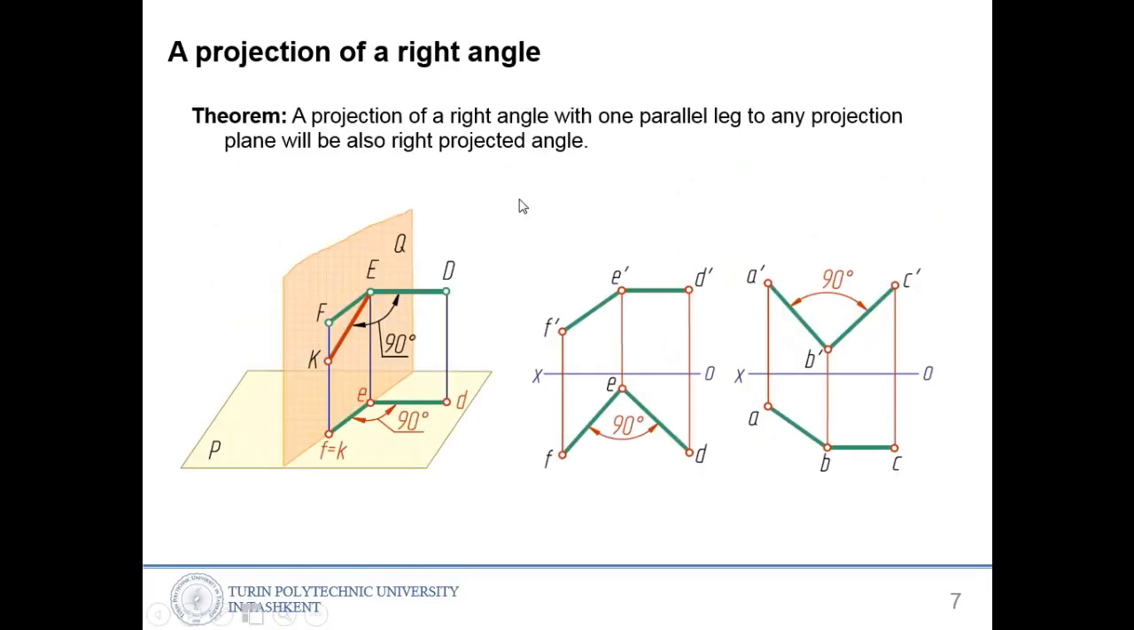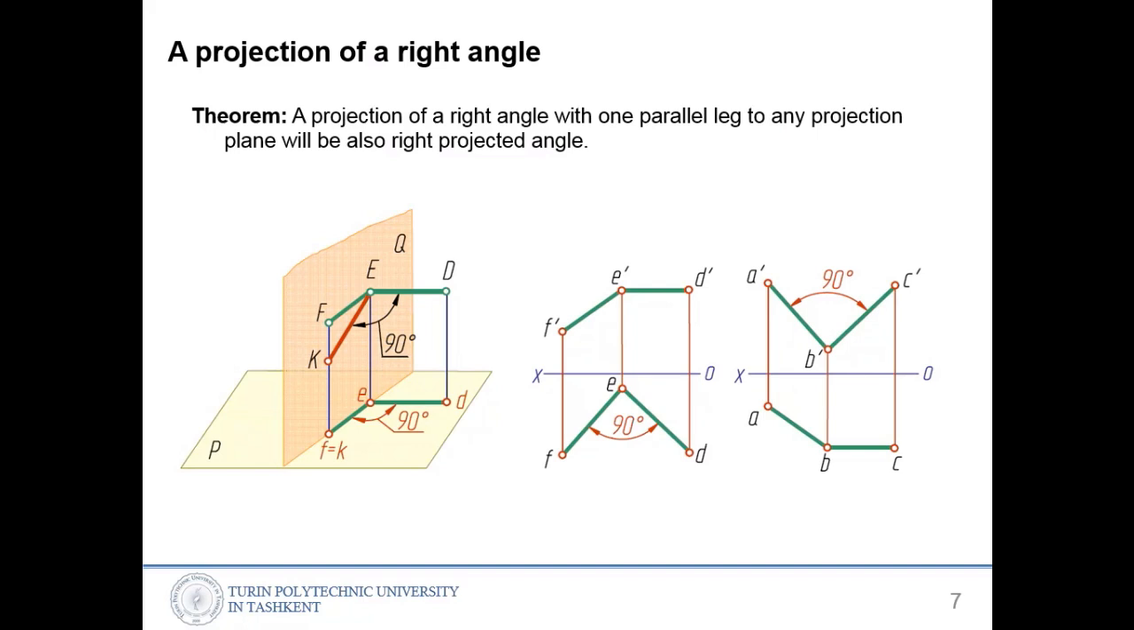So another thing is projection of a right angle. So there is a theorem: a projection of a right angle with one leg parallel to any projection plane will also be a right angle. Okay.